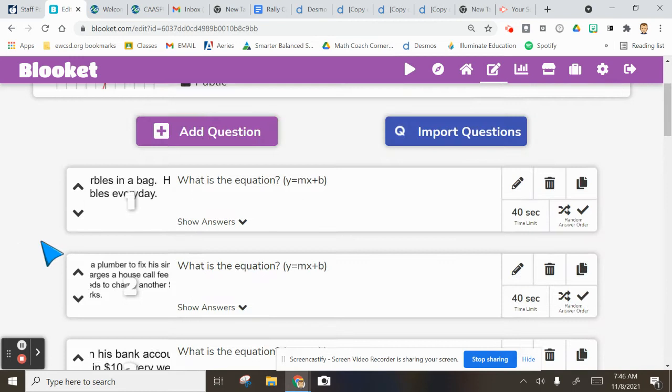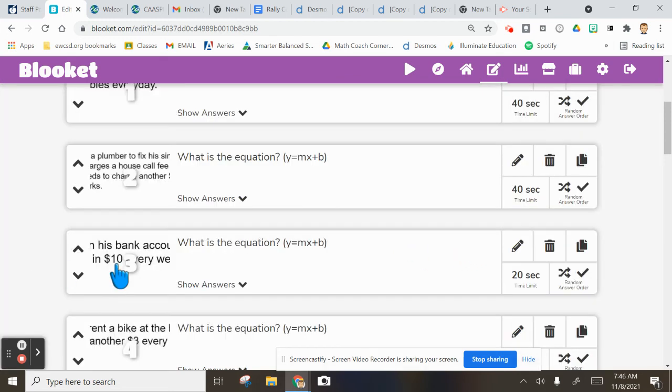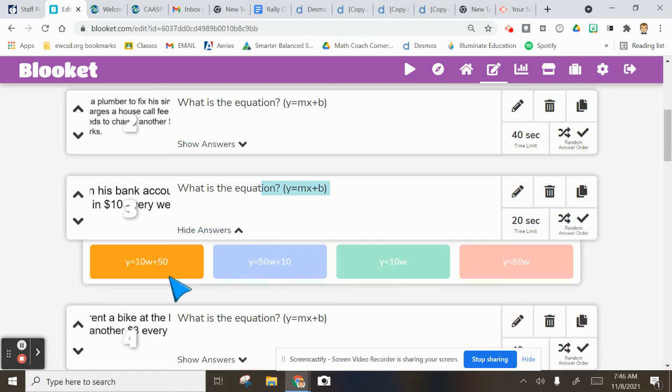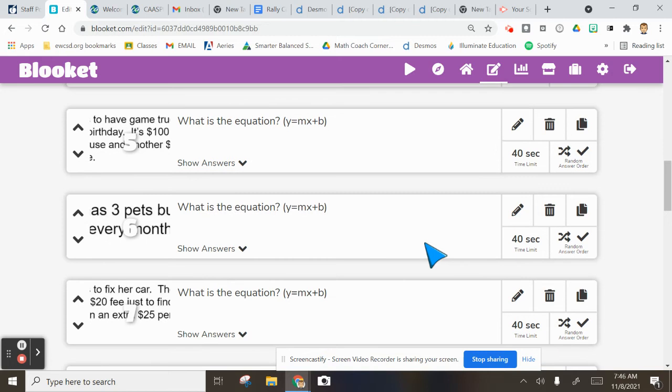All right. So let's look through a couple more of these, just getting it in your brain. Steve calls a plumber to fix his sink. The plumber charges a house call of $40. That means just to come out and see what's wrong, the plumber charges $40. This is how plumbers work, guys. Plumbers don't come to your house and look at what's going on without charging you. So just to come out and see what's wrong, it's $40, and then he charges $20 every hour he works. So let's look at our answer choices. This one: $40 just to come out and then 20 every hour. y equals 20h plus 40. You got this.